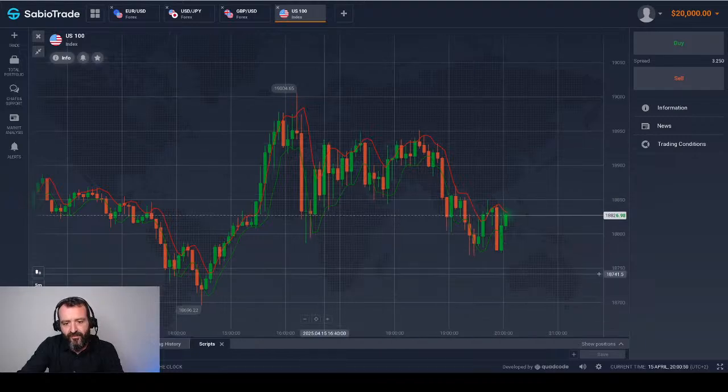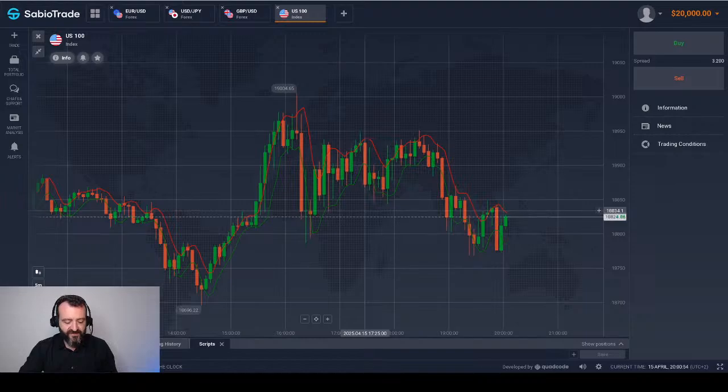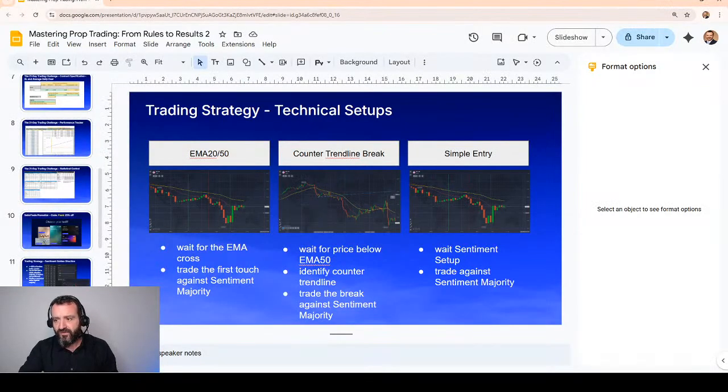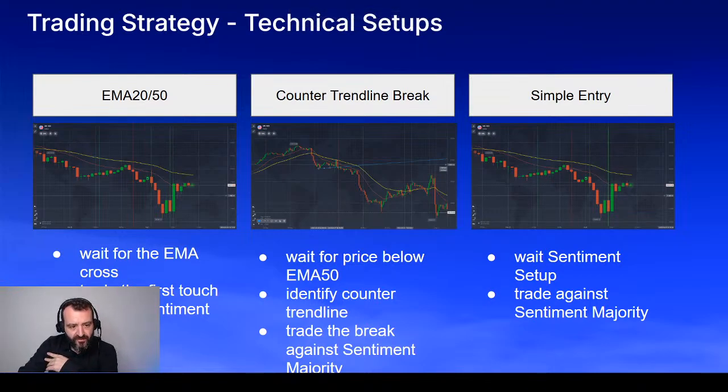Another strategy we are looking at is the crossing strategy I was talking about last week already. So we are talking about the EMA 20/50 cross strategy. You're waiting for the cross in sentiment direction, and then you trade the first touch back onto the EMA 20/50 in this area in between. You trade the first touch into the sentiment direction.